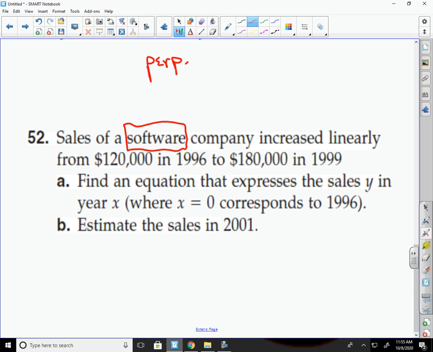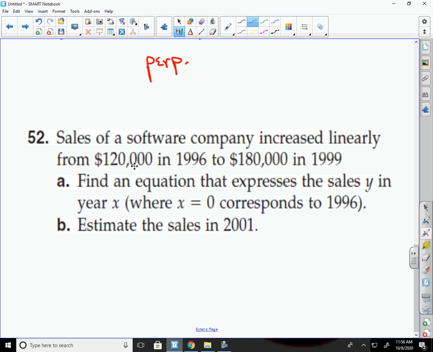Sales of a software company increased linearly from 120,000 in 1996 to 180,000 in 1999. Find an equation that expresses the sales y in year x, where x equals 0 corresponds to 1996. Estimate the sales in 2001.